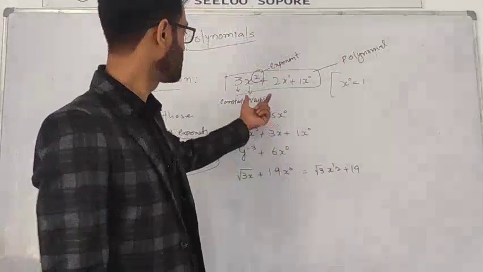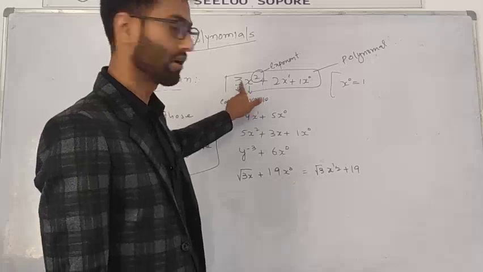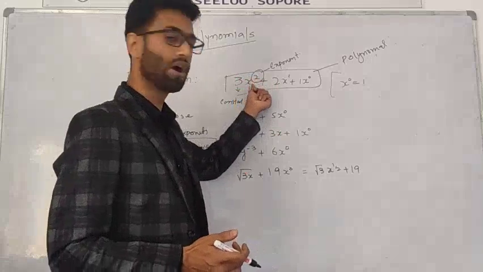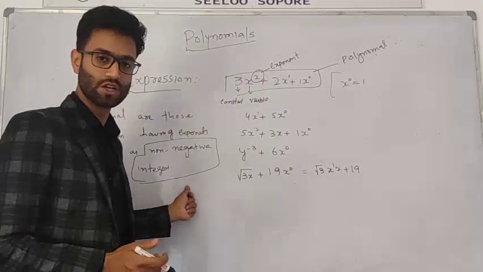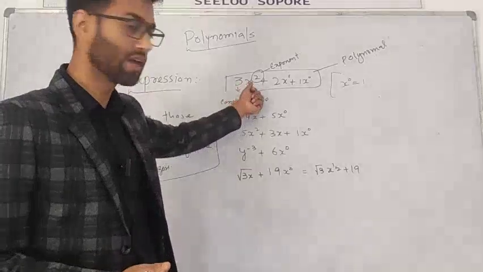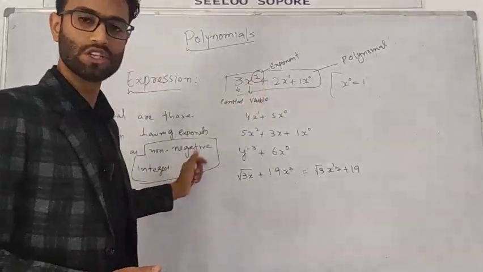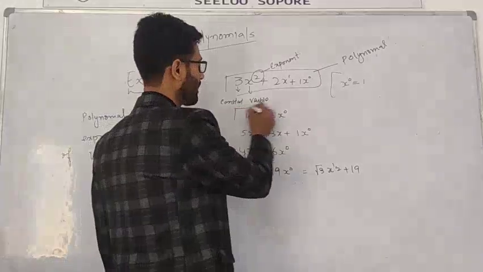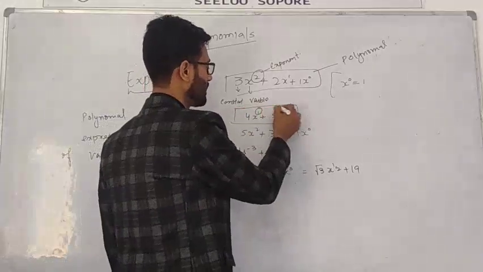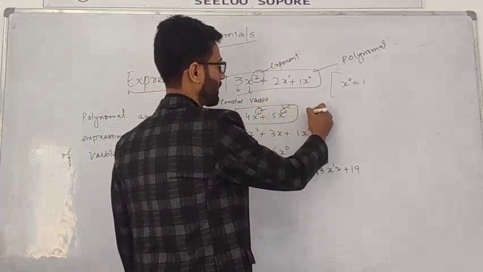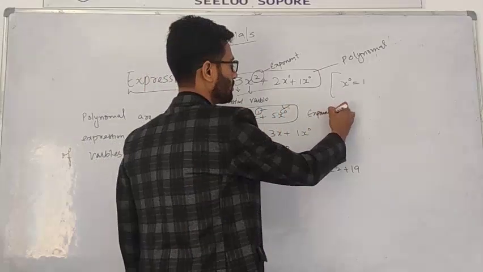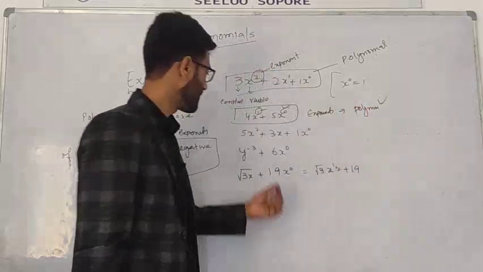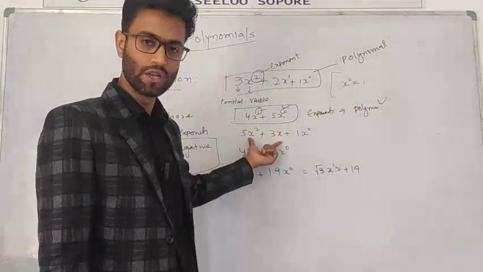Why is this a polynomial? Because the terms contain constants and variables and the exponent of the variable is a non-negative integer. So an expression where the variable has a non-negative integer as power, we call that a polynomial. So this is again a polynomial because we see that here we have non-negative exponents. So this is a polynomial. Again, this is a polynomial.